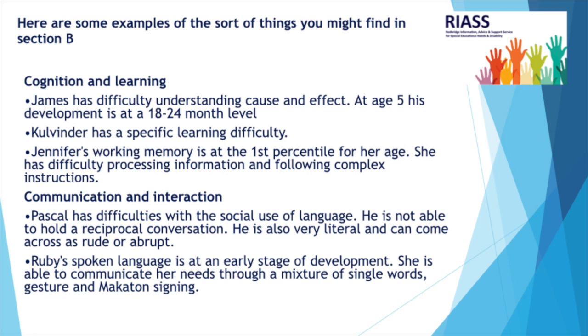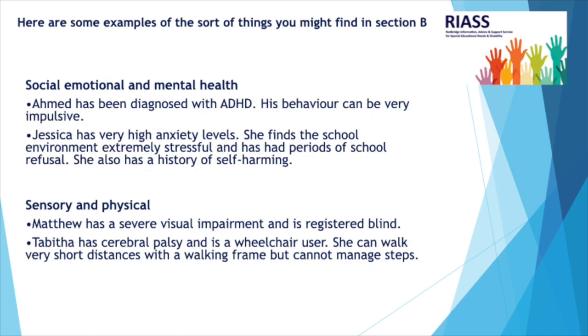Communication and interaction. Pascal has difficulties with the social use of language. He's not able to hold a reciprocal conversation. He's also very literal and can come across rude or abrupt. Ruby's spoken language is at an early stage of development. She can communicate her needs through a mixture of single word gestures and Makaton signing. Social, emotional and mental health.